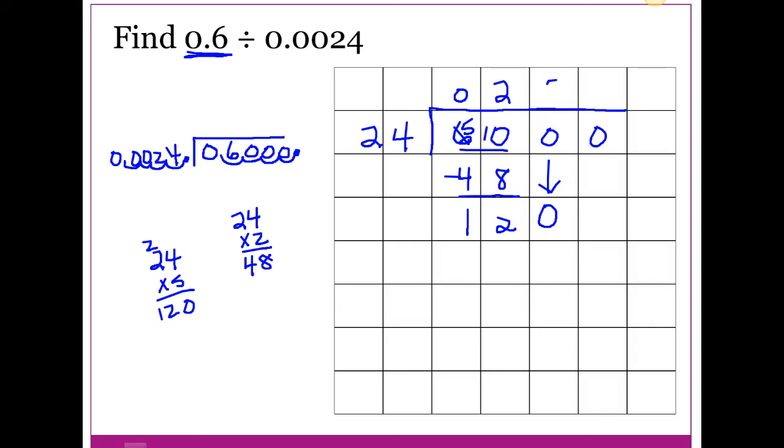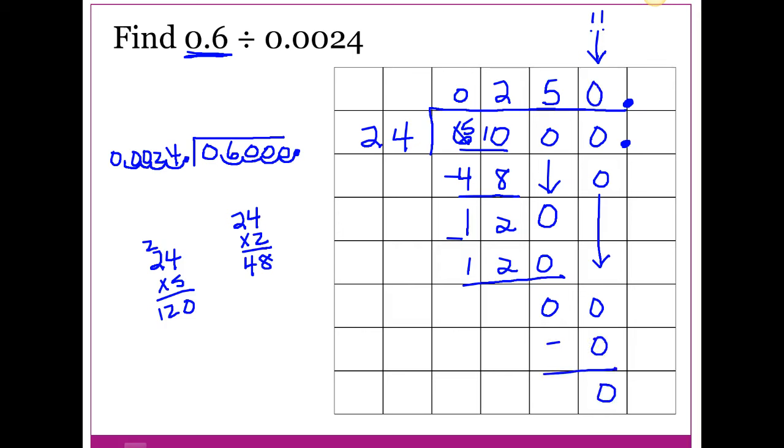Woohoo! So I put the 5 in the quotient, I subtract my 120, and that leaves me a remainder of 0. However, I'm not quite finished because the decimal point is to the right of the 6,000, and that means I still have one more space to be filled. I need to bring that last 0 down, and 0 times 24 is 0. And now I am done. My answer is 250. 6/10 divided by 24/10,000 equals 250.